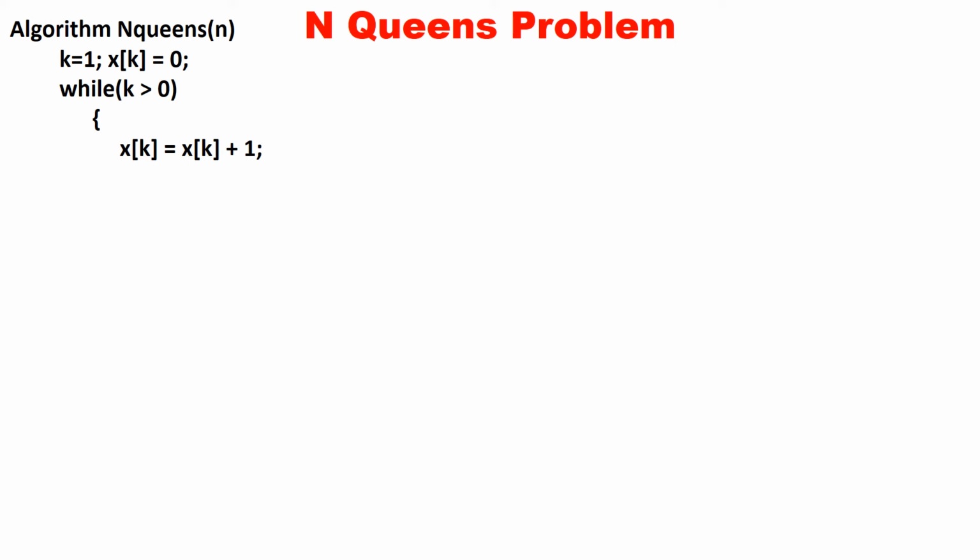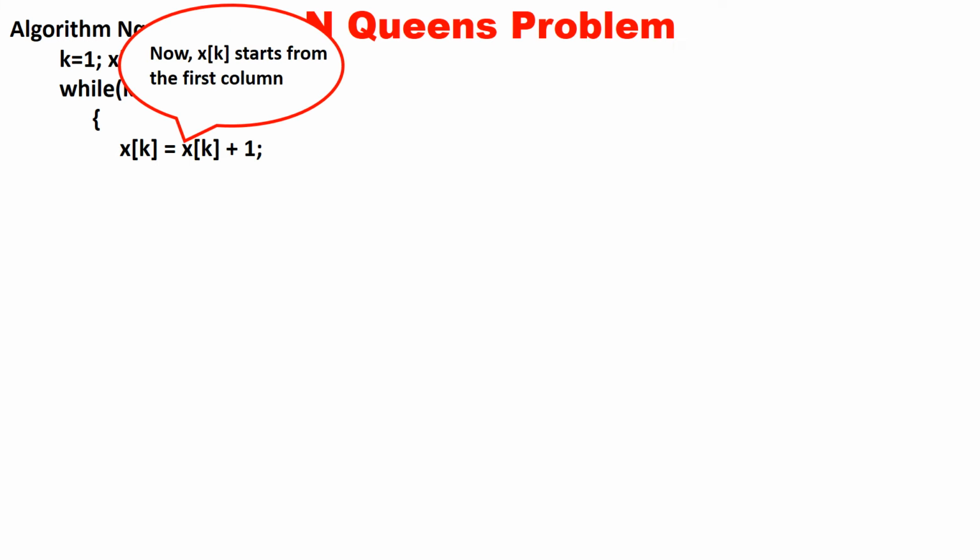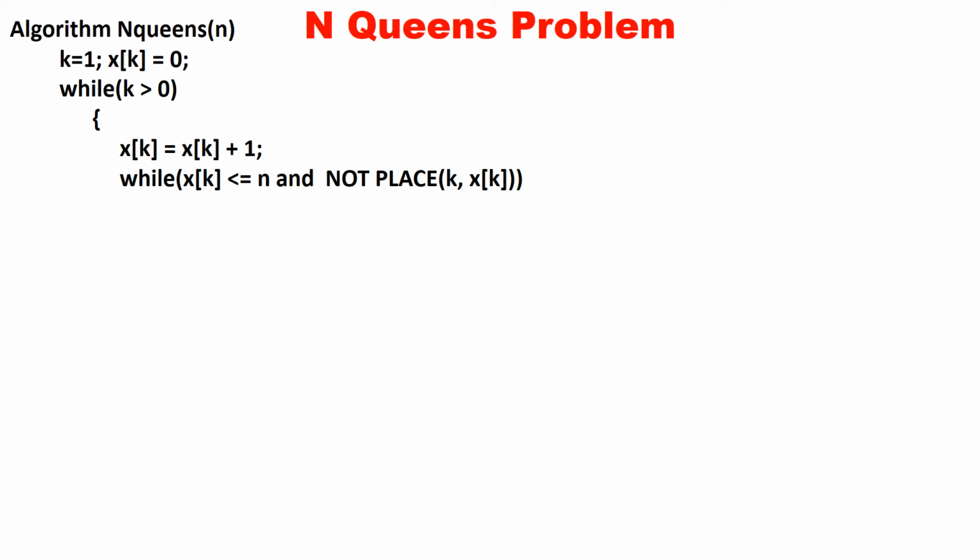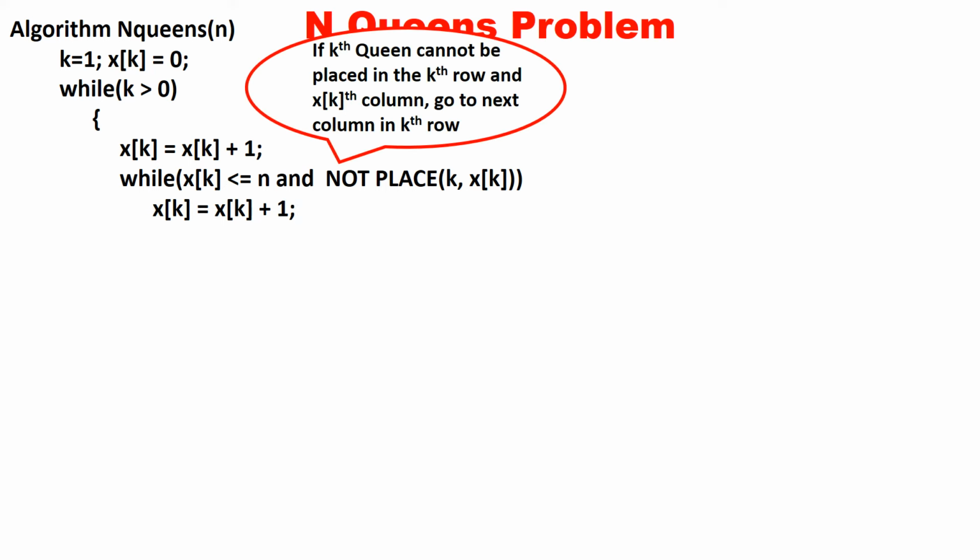So what you have to do is increment x of k. X of k was 0, and when you increment, it becomes 1. So x of k is becoming 1. Start from the first column. While x of k is less than or equal to n, it means we are still within the chessboard. It has not gone outside the chessboard. And if we cannot place the kth queen in the x of kth column, the column is still less than or equal to n, but x of k we cannot place. What do we have to do? Go to the next column. So x of k should be incremented.